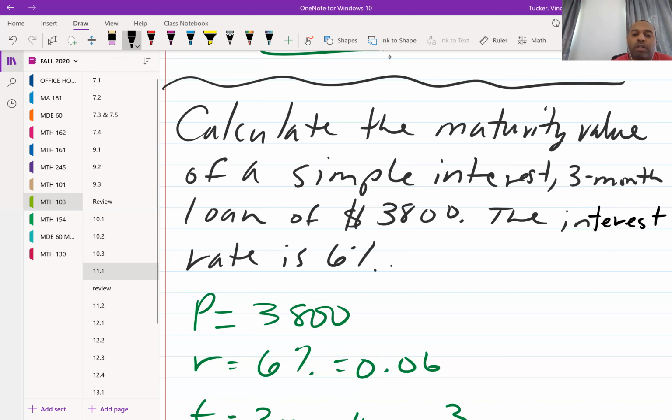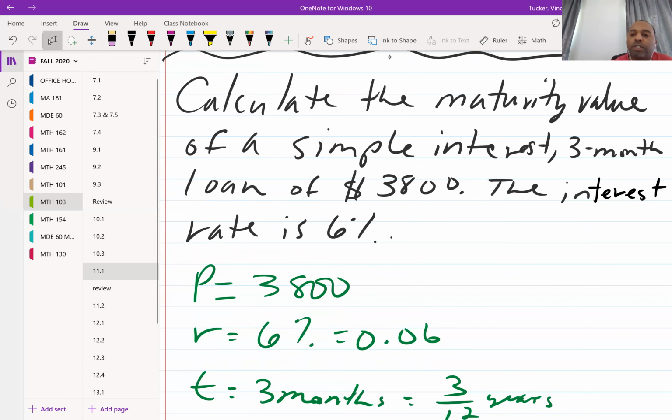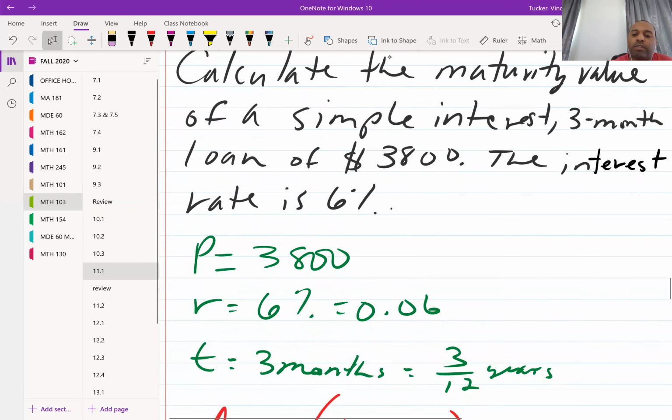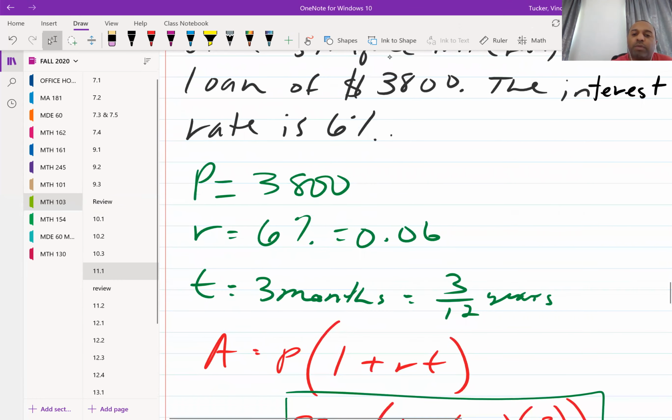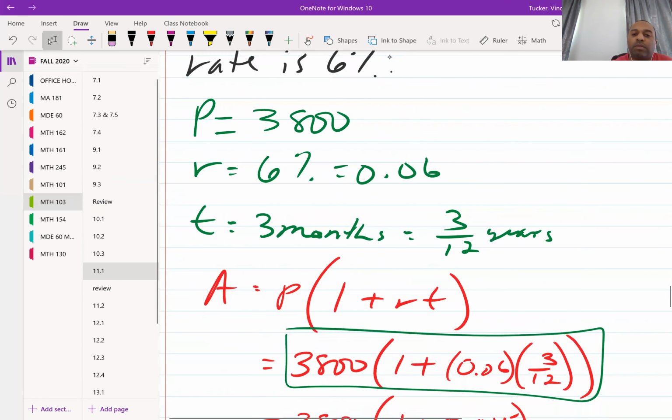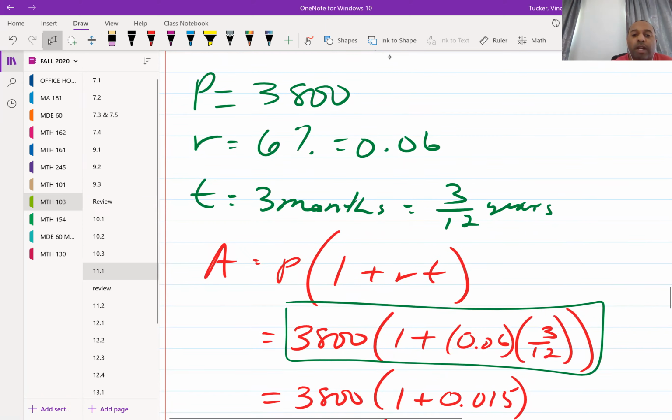All right. 3,800 is our principal, 6% is our rate. 3 months is 3 over 12. So we can plug into this formula: P times 1 plus RT. So put that box around there.